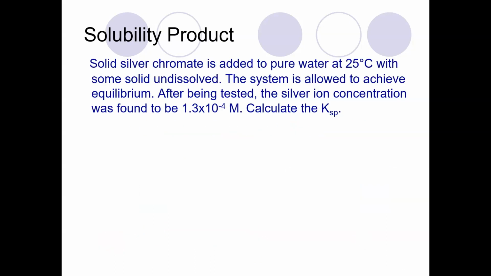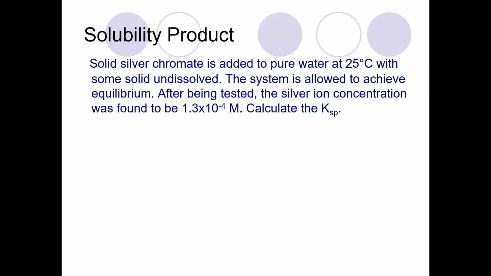Okay, so let's try some questions. This one, I'm starting out nice and tricky. I gave you the name of the ionic compound. So we're going to have to first go from name to symbol, and then we'll have to write the equation. So solid silver chromate is added to pure water at 25 degrees Celsius with some solid undissolved. Okay, so that means we have both solid and aqueous things. That's why that's mentioned. The system is allowed to achieve equilibrium.